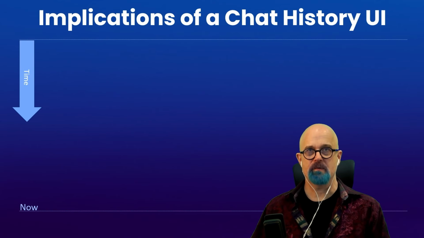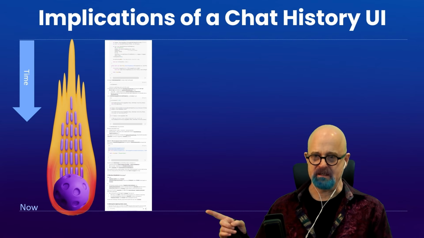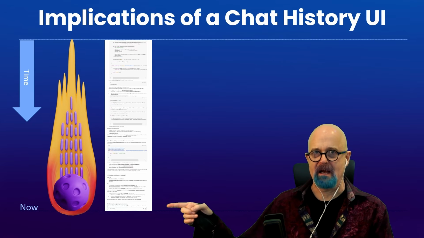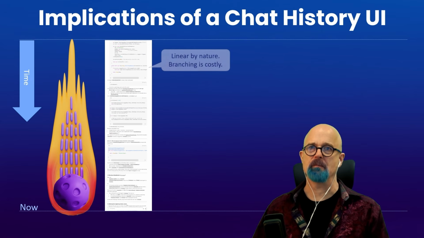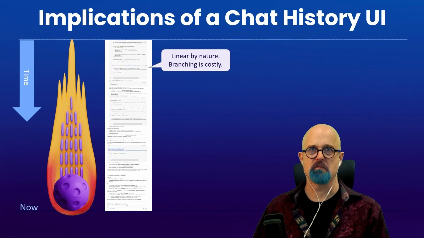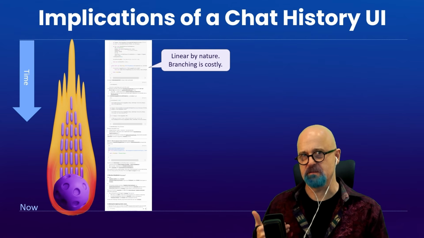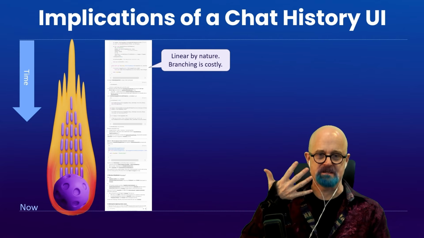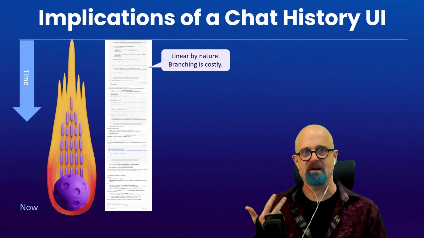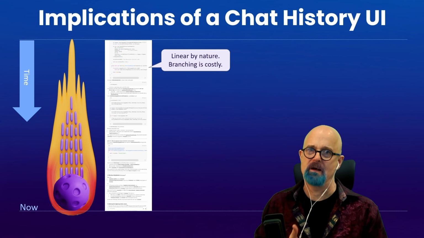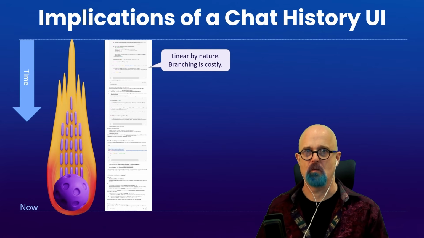Well, what are the implications of a chat history user interface? I like to think of a chat history interface as a little bit like an asteroid with a long tail stretching out behind it. And it brings some problems. It's linear by nature, so branching is costly. One of the things that often happens to me when I'm using ChatGPT is ChatGPT will say 5 things and on point 2, I want to go discuss. But then when I'm done, how do I get back to point 3 fast and easy? That takes time, that takes energy. This linear UI does not accommodate branching well.